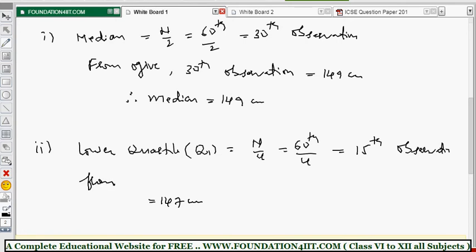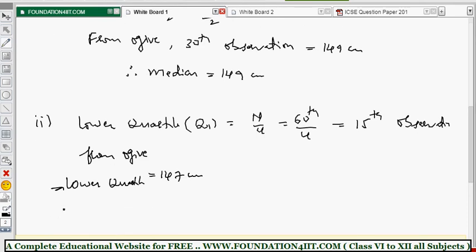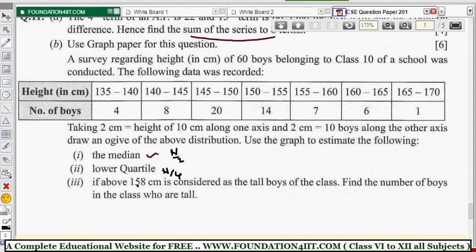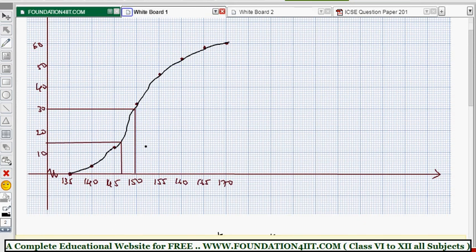So this is also the same. From the ogive, the lower quartile is the same. Now we will see from the ogive. What is the question here? If above 158 centimeters is considered all the tall boys of the class, find the number of boys in the class who are tall. That means from the ogive, the height of 50 students is less than 158 centimeters. So take a straight line from 50. From this you join 155, 156, 157, 158 approximately. Yes, exactly 158.